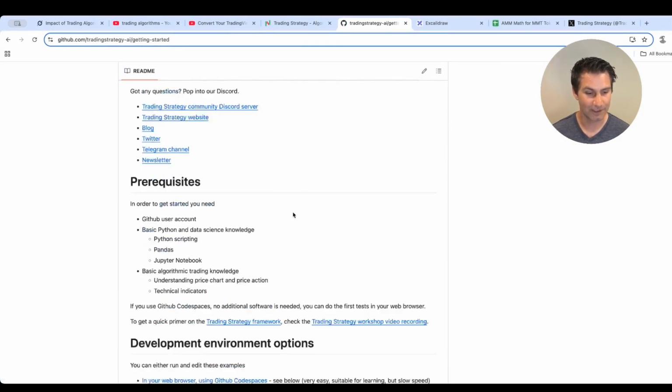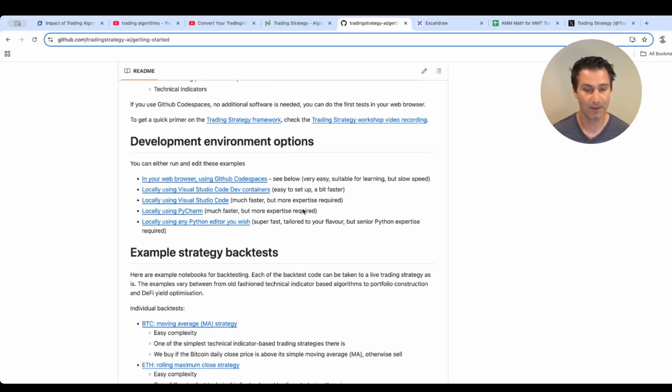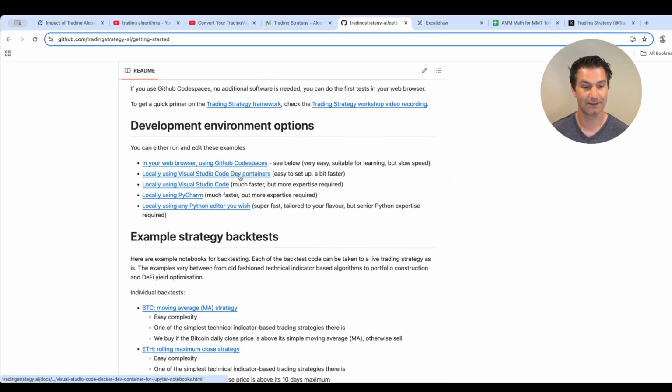And when we scroll down through this, we find that, okay, we can do this locally using Visual Studio Code dev containers. This is the approach that I'm taking here. So that's what I'm going to show you how to set up. I am a Docker advocate. I like keeping things abstracted from my main host machine. And so let's see if we can get this working.